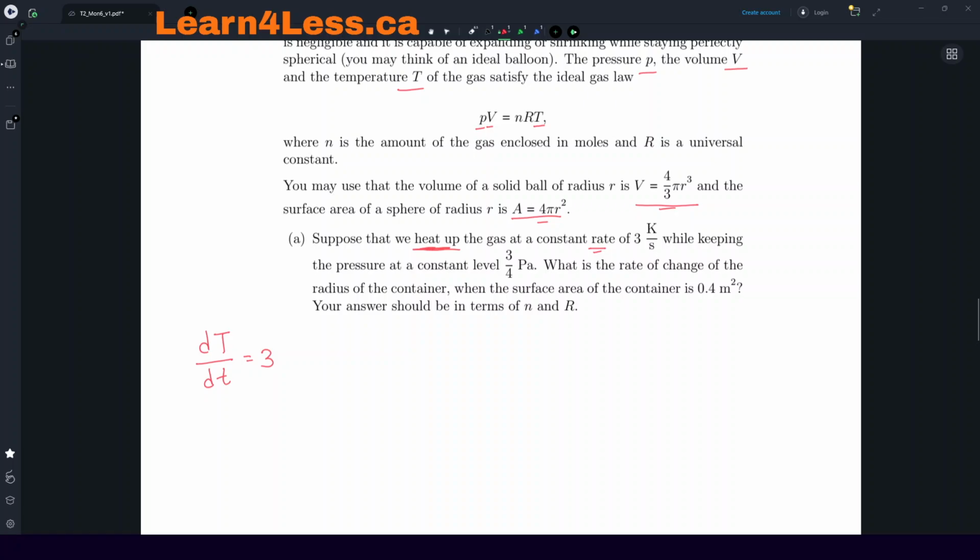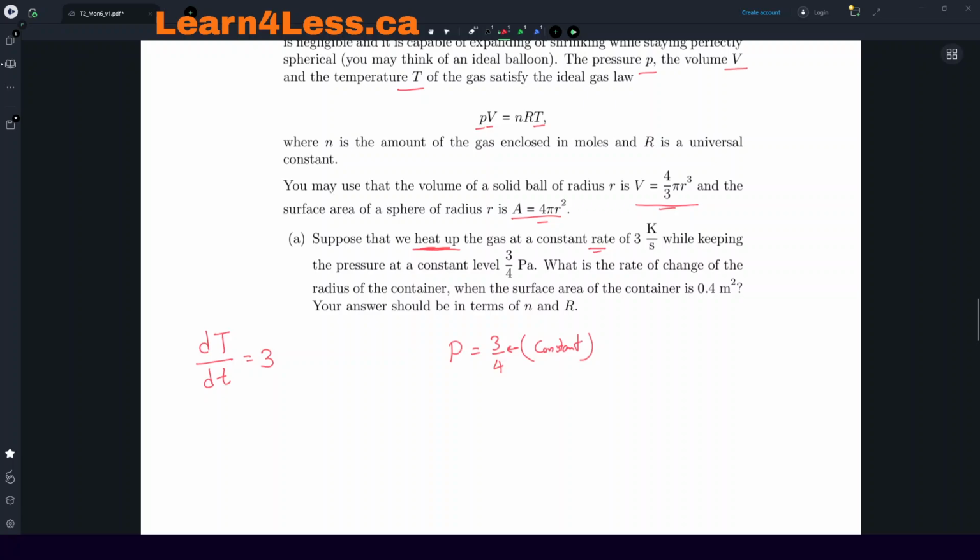And they said while keeping the pressure at the constant level 3/4 Pa, or Pascal, basically. The pressure is constant. Pressure is 3/4. That is constant. Have that in mind. And what is the rate of change of the radius of the container when the surface area of the container is this much, 0.4 square meter? Your answer should be in terms of N and R.